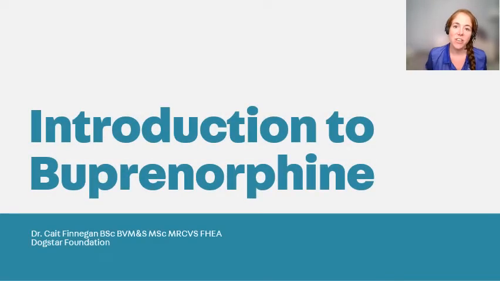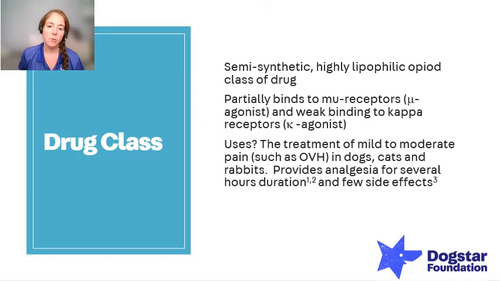This lecture is an introduction to the opioid drug buprenorphine and a discussion on how best to use this in small animal veterinary medicine. Right, so buprenorphine, it is a semi-synthetic, highly lipophilic opioid. It's considered a partial agonist, which means it partially binds to the mu and the kappa receptors in the nervous system. It's mostly used in veterinary medicine for the treatment of mild to moderate pain, such as the pain that you would find with an ovariohysterectomy, in dogs, cats, and rabbits.